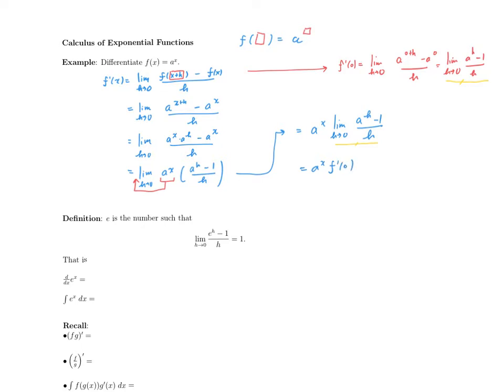It is somewhat of an unsatisfying formula in the sense that it's not the simplest formula for us to use in general. So if we have the function a to the x, an exponential function, what we have found is that its derivative, f prime of x, is equal to a to the x times f prime of 0. But it does have a really nice form. It ends up being a to the x times f prime of 0, which is a number.